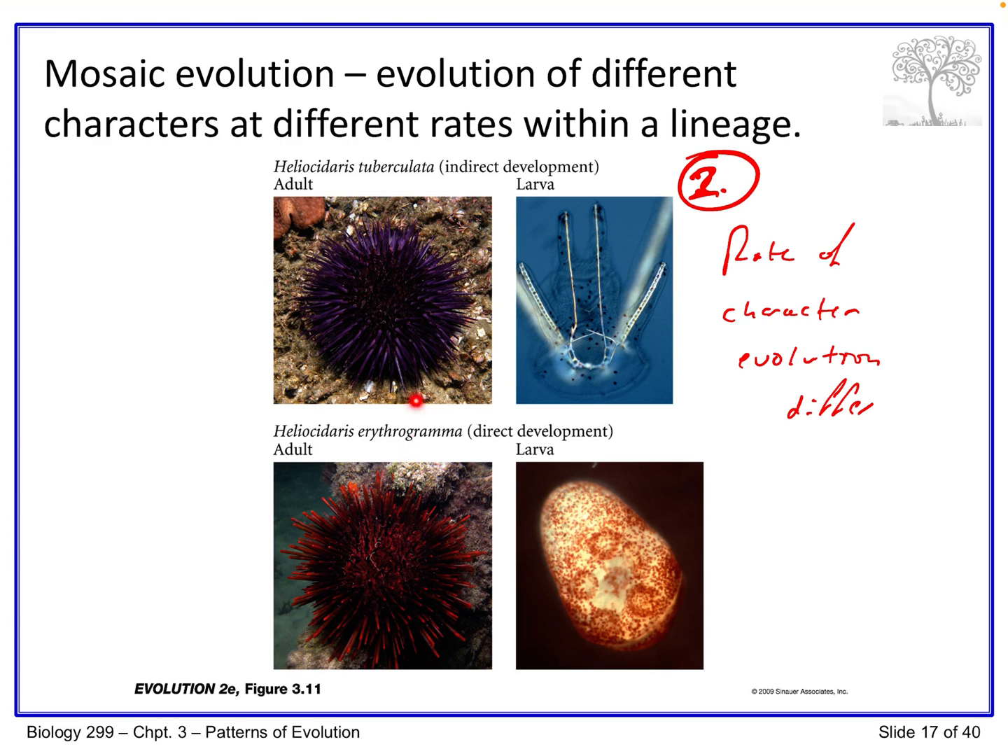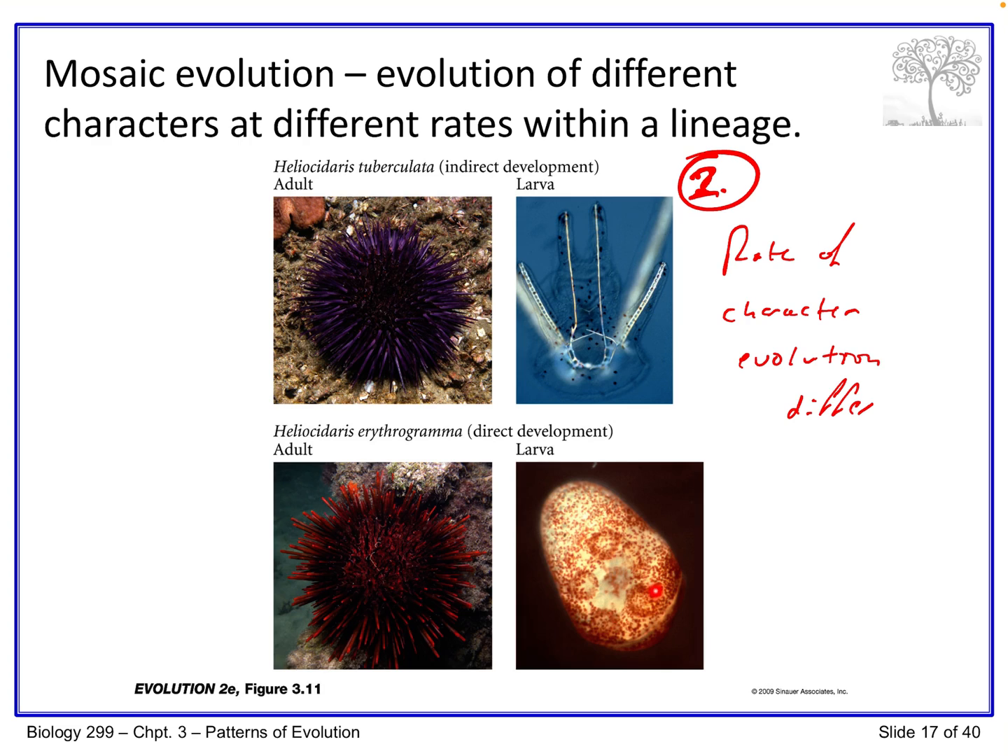So take a look at these two adult sea urchins. So they belong to the same genus. This is Heliosidaris tuberculata. This is Heliosidaris erythrogramma. So they belong to the same genus. They're very similar, very closely related in that sense. Belong to the same clade, in other words. And here you see on the right, their larval forms.